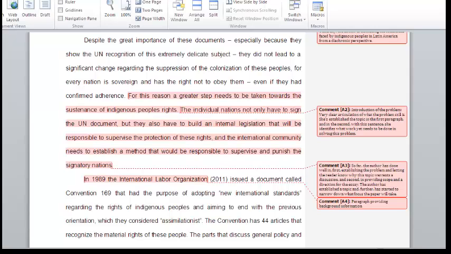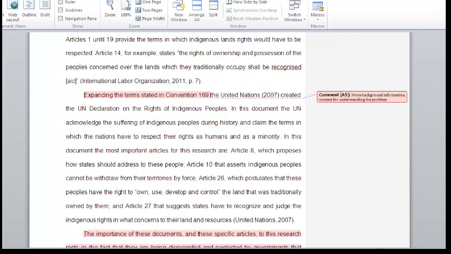So the introduction is a good place for that too. On the next page, this paragraph expanding the terms stated in Convention 169, the United Nations created the UN Declaration of the Rights of Indigenous Peoples. Okay, so again, more background information that I need to know to understand the context of the problem.